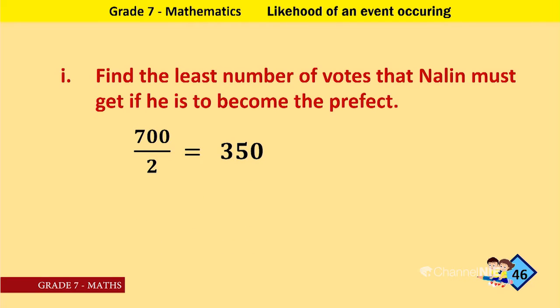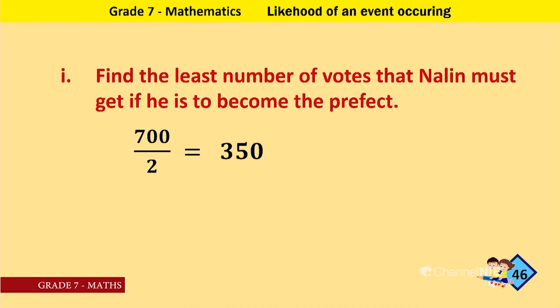Right. Now what should you do? There are 2 students who are in the fight. Therefore, altogether there are 700 students. When you divide the 700 by 2, it is 350. So, 350 is the half of the number of students.